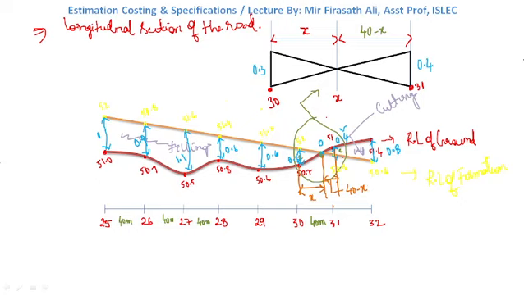So let us determine this by the similar triangles method. x by 0.3 is equal to 40 minus x by 0.4. From this, if we solve, the value of x will be 17.14. So this value is 17.14.